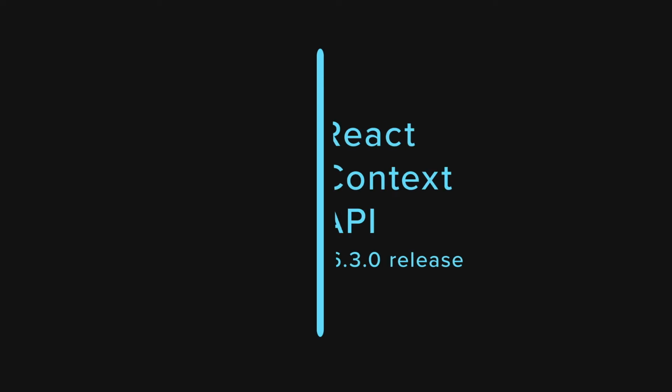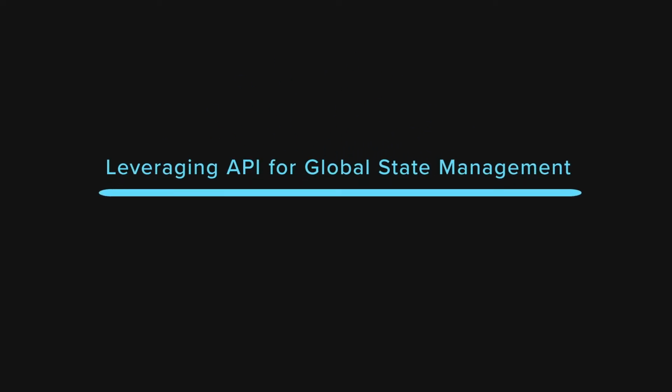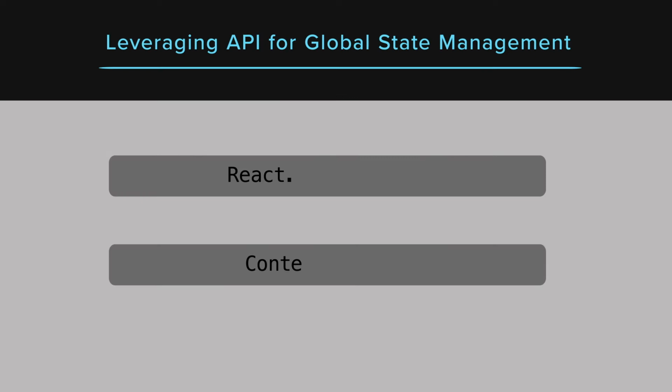With the addition of the React Context API in React 16.3.0 release, many articles have been written on leveraging the API for global state management. Many developers are now faced with a new option on how to approach global state management in their projects. In this video, we're going to cover the use cases that fit this API.